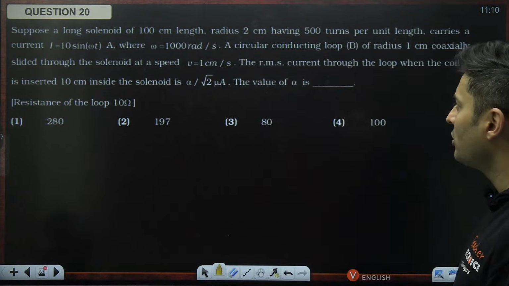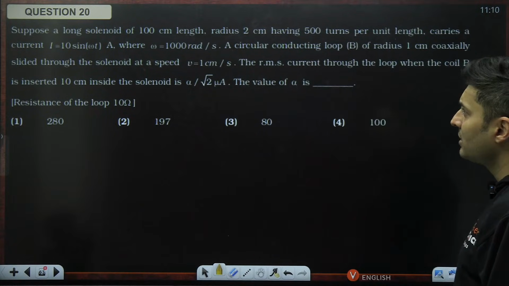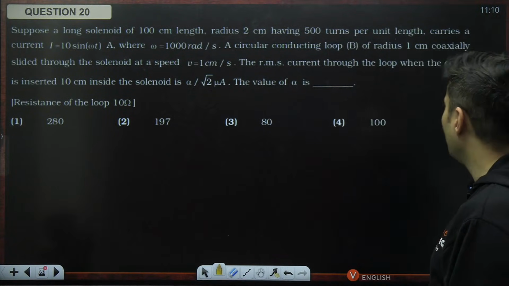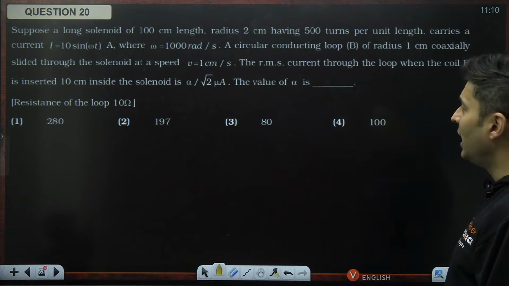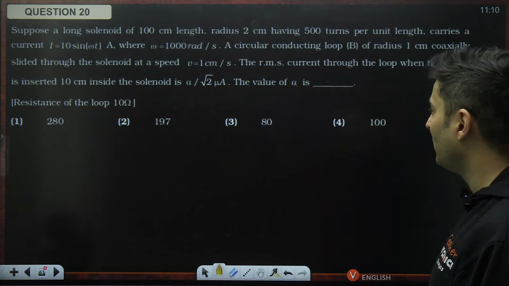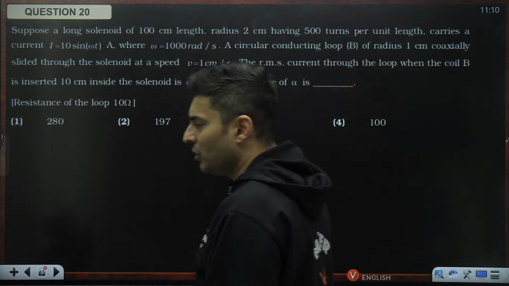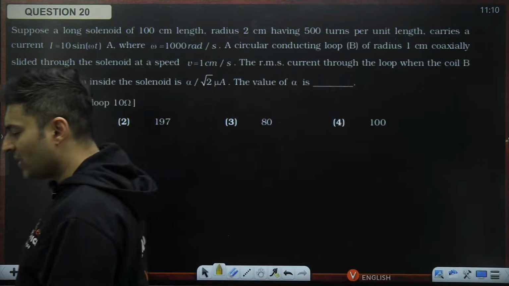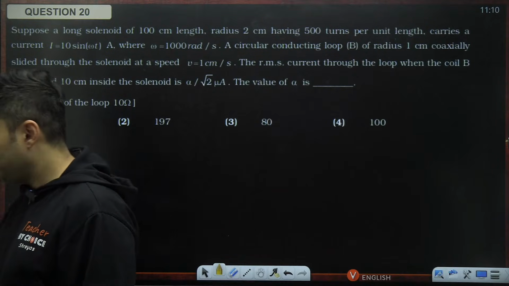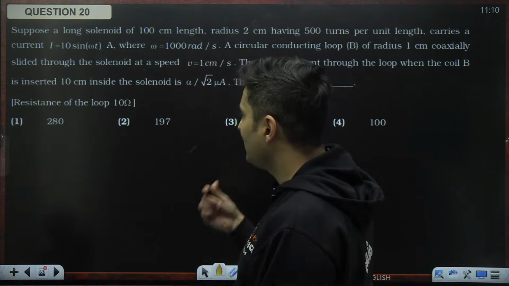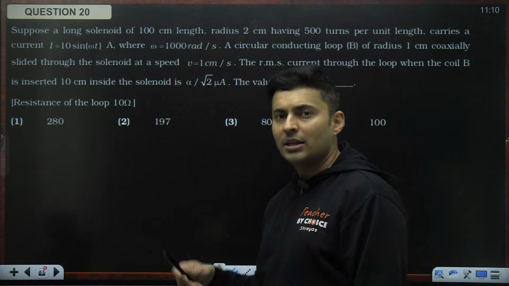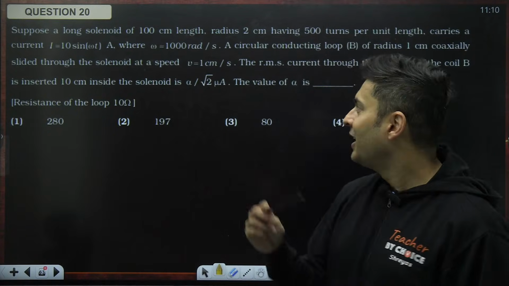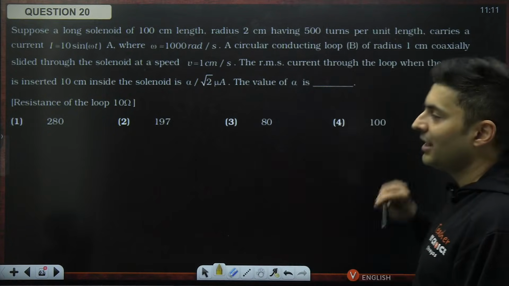Right. Suppose a long solenoid, radius, turns, current, omega, circular loop, coaxial, radius, velocity, my God, slid, the RMS current through the loop when the coil is 10 centimeter inside the solenoid. Unnecessary lot of data, but not so much is required also. Because see, when you take it inside the solenoid, what is happening is the current is changing, because of which the field is changing, because of which the flux is changing, because of which the EMF is created.